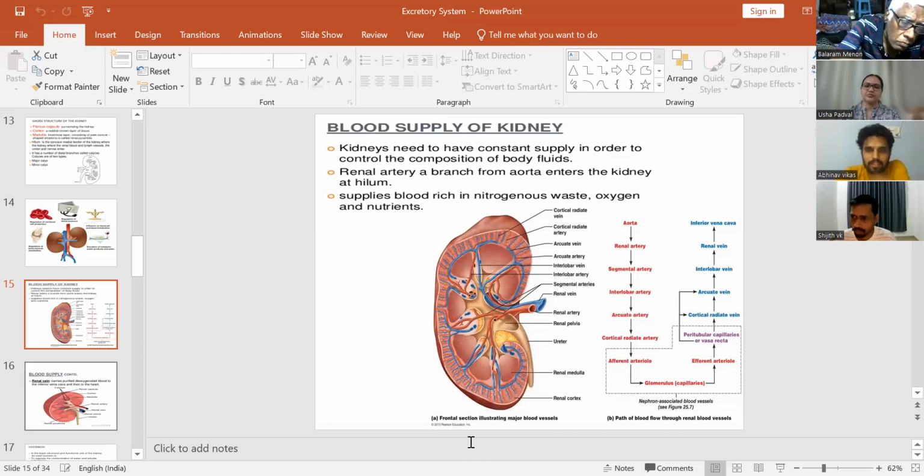Like yesterday we have seen, there are the filters. Blood comes, whatever the waste is, it is filtered by the pyramids, and then it is collected and sent out. If you see, whatever water or food you take, it will be digested and it will go into the blood. And whatever waste is there in it will be eliminated. This is the process. So it supplies blood rich in nitrogenous waste, oxygen, and nutrients.